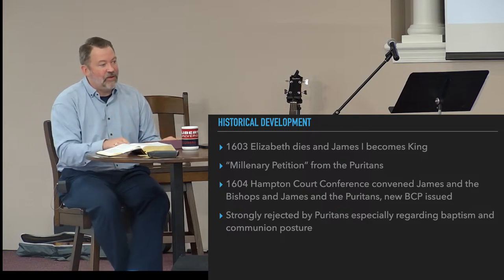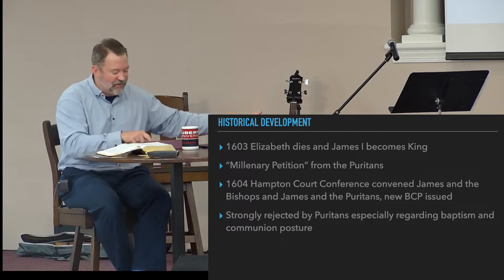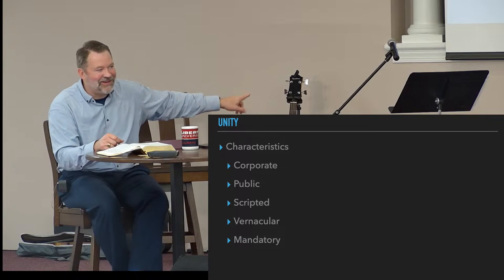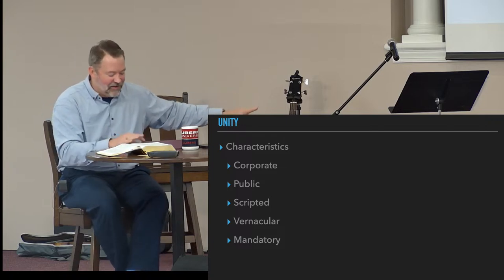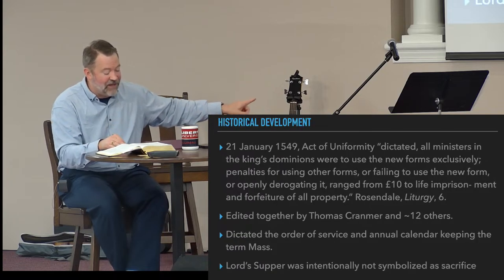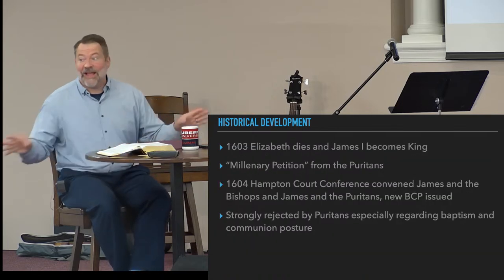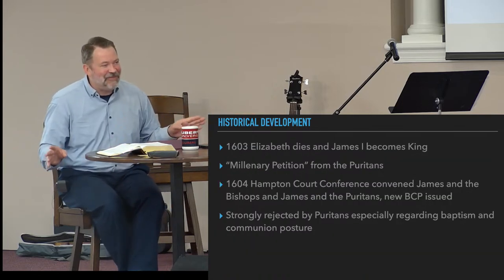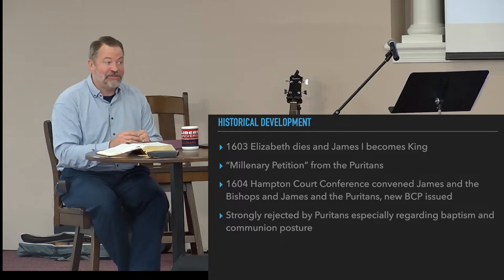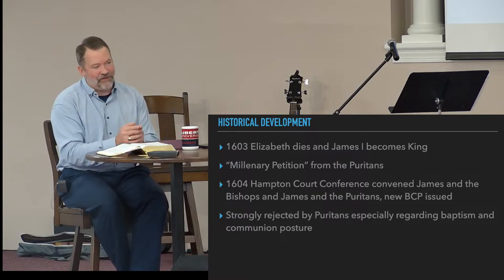Well, why is that a problem? Remember the characteristics of the Book of Common Prayer that we talked about earlier, what that last characteristic was? Mandatory, right? Remember that whole punishable by 40 pounds or 10 pounds to life imprisonment, to forfeiture of all property part? All that's still on the books. And so if you're going to separate over these things, you're going to separate with some really dire consequences to you. And you're not going to be able to stay in England for very long.